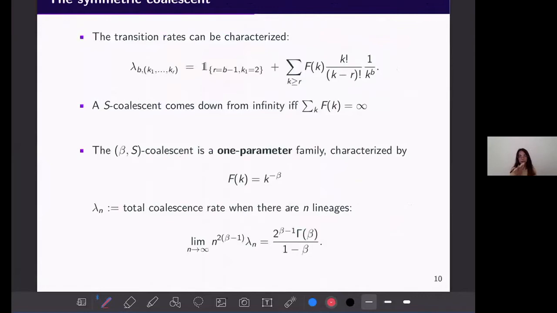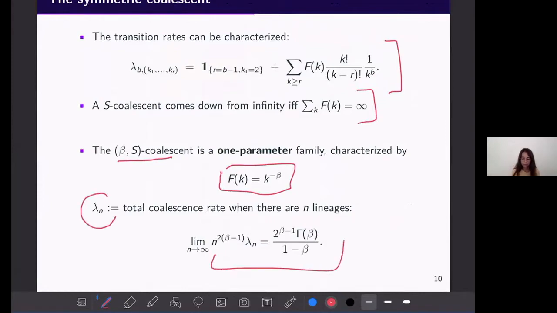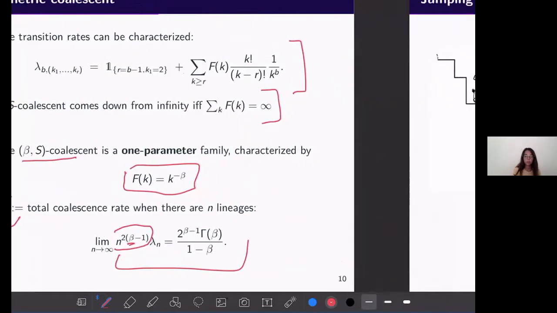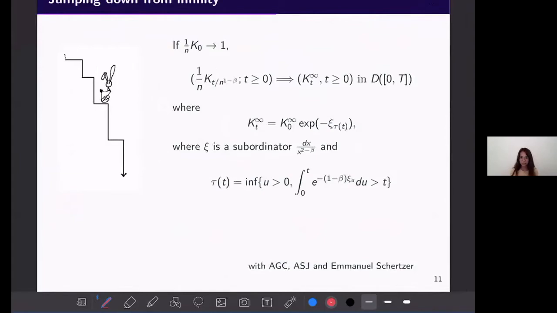We have studied the symmetric coalescent. We know its transition rates, which are here. We know that it comes down from infinity if we have this property here. And in the particular case of the beta symmetric coalescent, which is characterized by this measure f, we know its total coalescent rate lambda n, which is given by this. So it is of this order. And we know how it comes down from infinity.